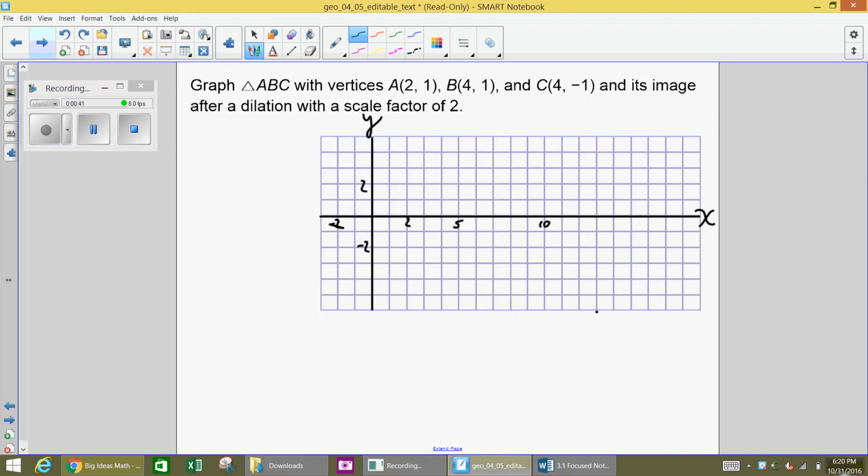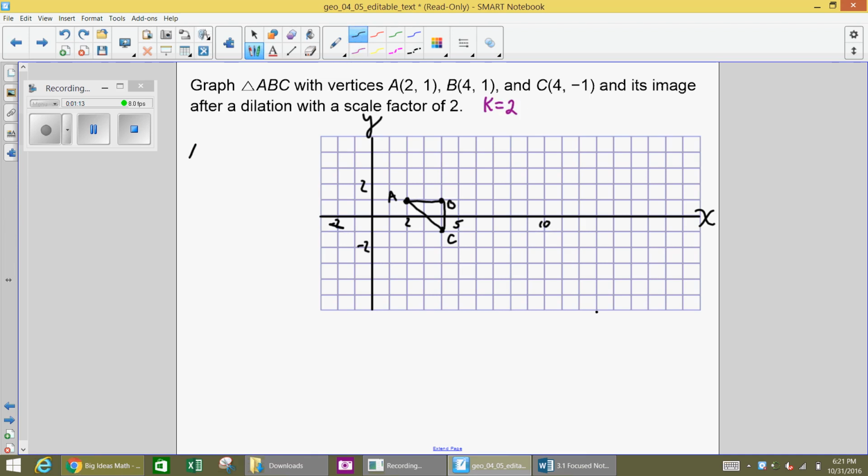So here, we're going to graph triangle ABC with vertices at 2, 1, 4, 1, and 4, -1. Now we're going to dilate this image with a scale factor of 2, which means that our k value is 2. So this should be an enlargement because our k value is larger than the number 1.